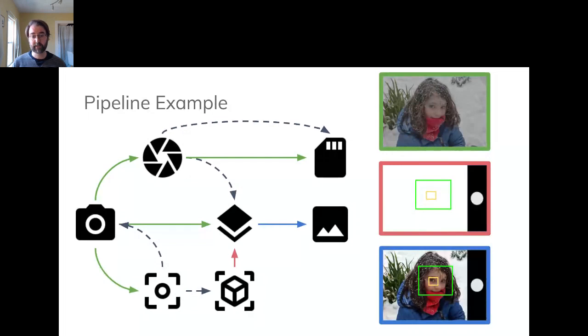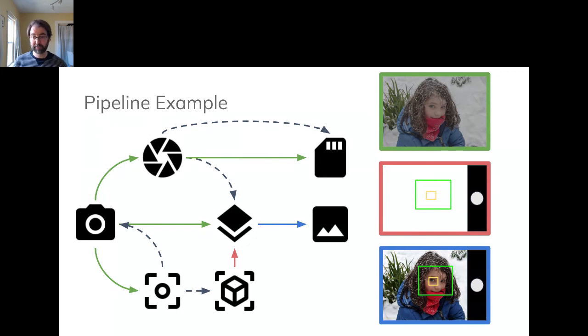At the same time, we can also have the neural net engine looking at the image, trying to find faces and eyes. That information can be fed back into the camera subsystem for things like focusing for the next frame. But we can also use it to have the GPU draw some rectangles onto the UI overlay, which we see here in this red buffer.